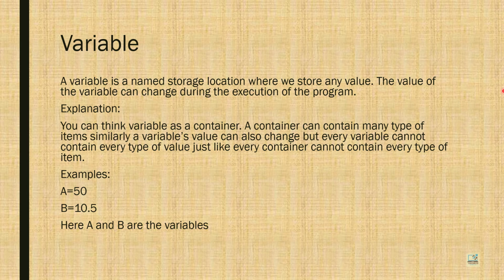Now whatever we store in a variable, that can change, means the value of the variable can be changed. For an example, if I say A is 50, then again I can say A is 60 also, means the value of A can change also. A variable can change its value. So in the following example we have A equal to 50, B equal to 10.5. So here A and B are the variables.